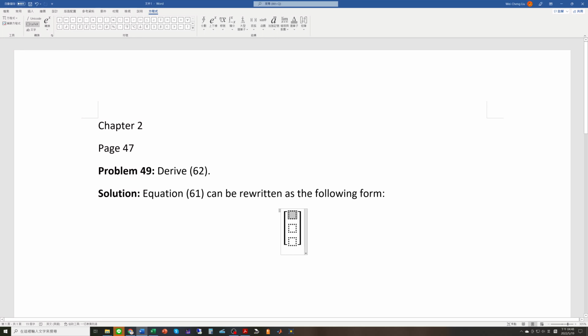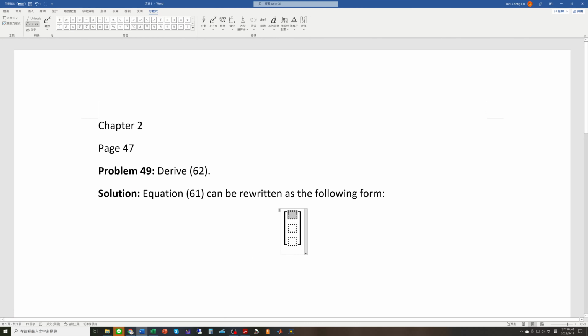Okay, hello everyone. Let us continue the second part of today's class. Okay, so we have said that equation 61 can be rewritten as the following form.